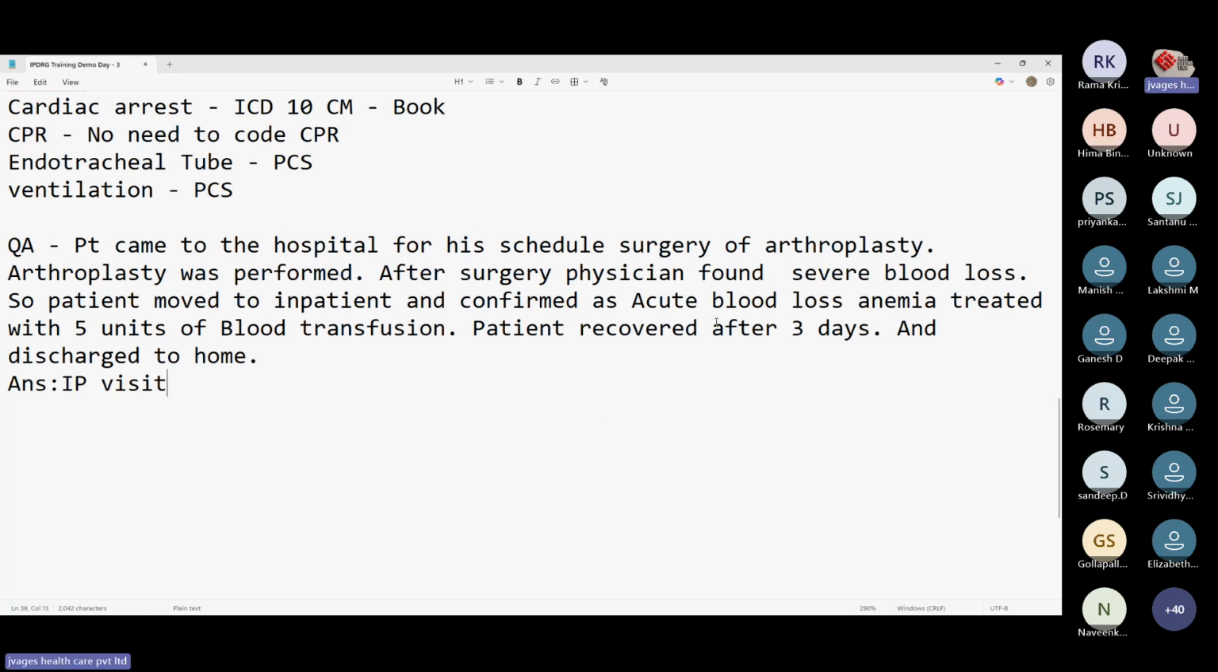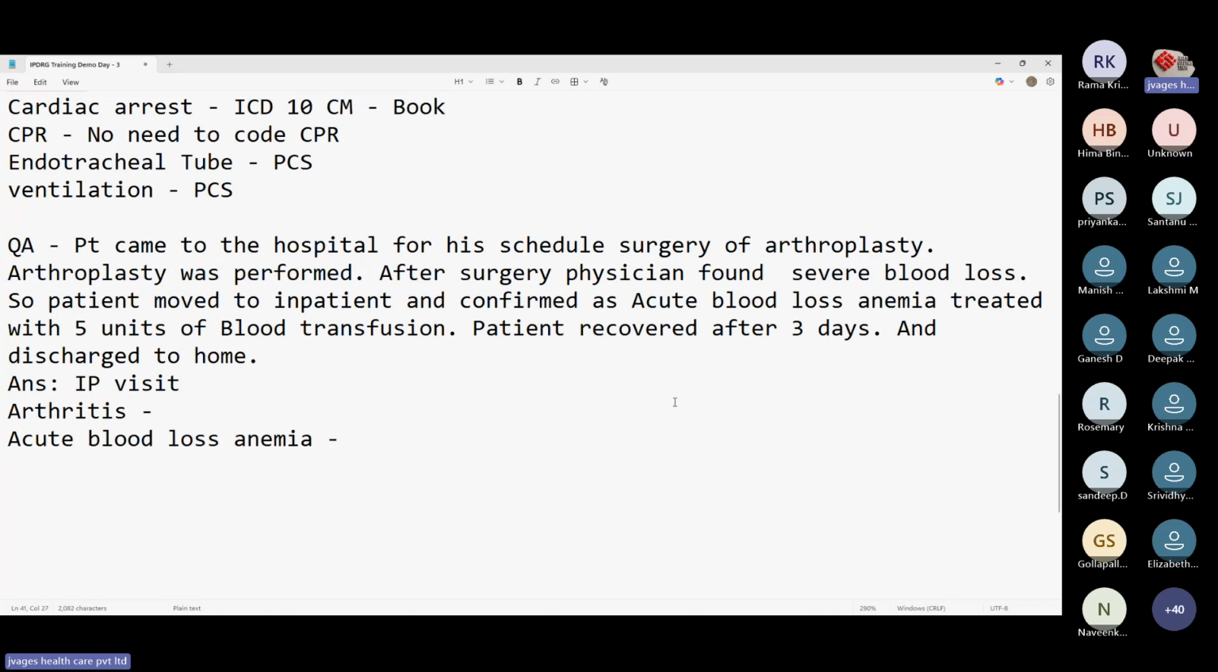Inpatient. Super. So what are all the conditions? When they do arthroplasty, any idea about when they do a knee replacement procedure? Osteoarthritis. Yes, super. For arthritis they will do it. Other than that, any diagnosis here? Acute blood loss anemia. Super.